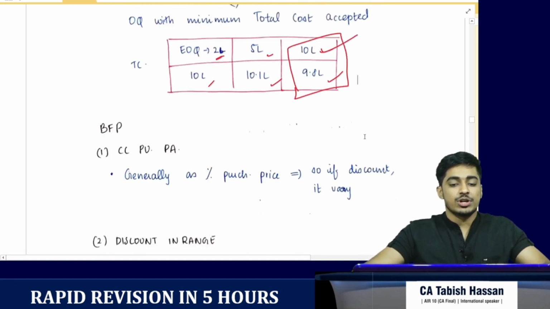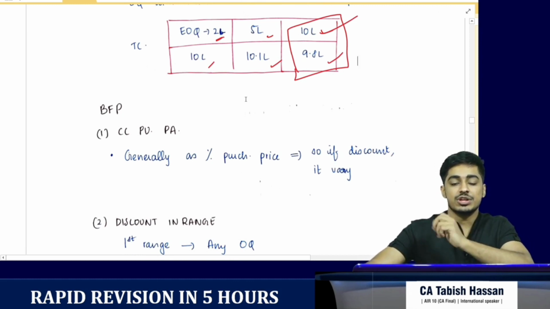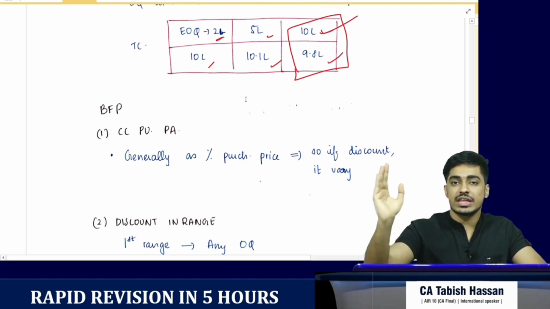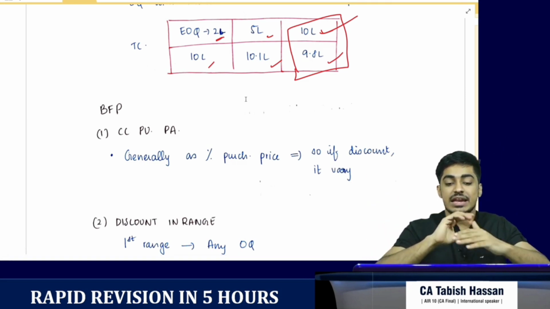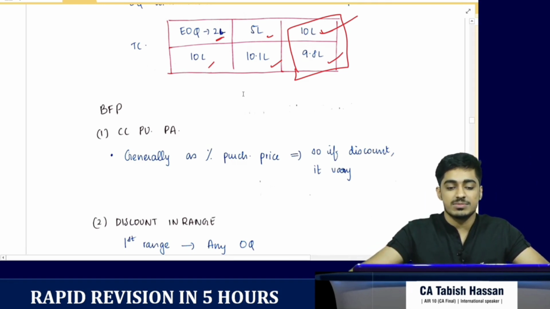Clear? Some important points from the exam perspective. First is calculation of carrying cost per unit per annum. We know that carrying cost per unit per annum is generally a percentage of purchase price. That is, it is purchase price into carrying cost percentage. So now when we have discount, the purchase price varies, and accordingly carrying cost also varies. So keep that in mind. Generally students make a mistake.